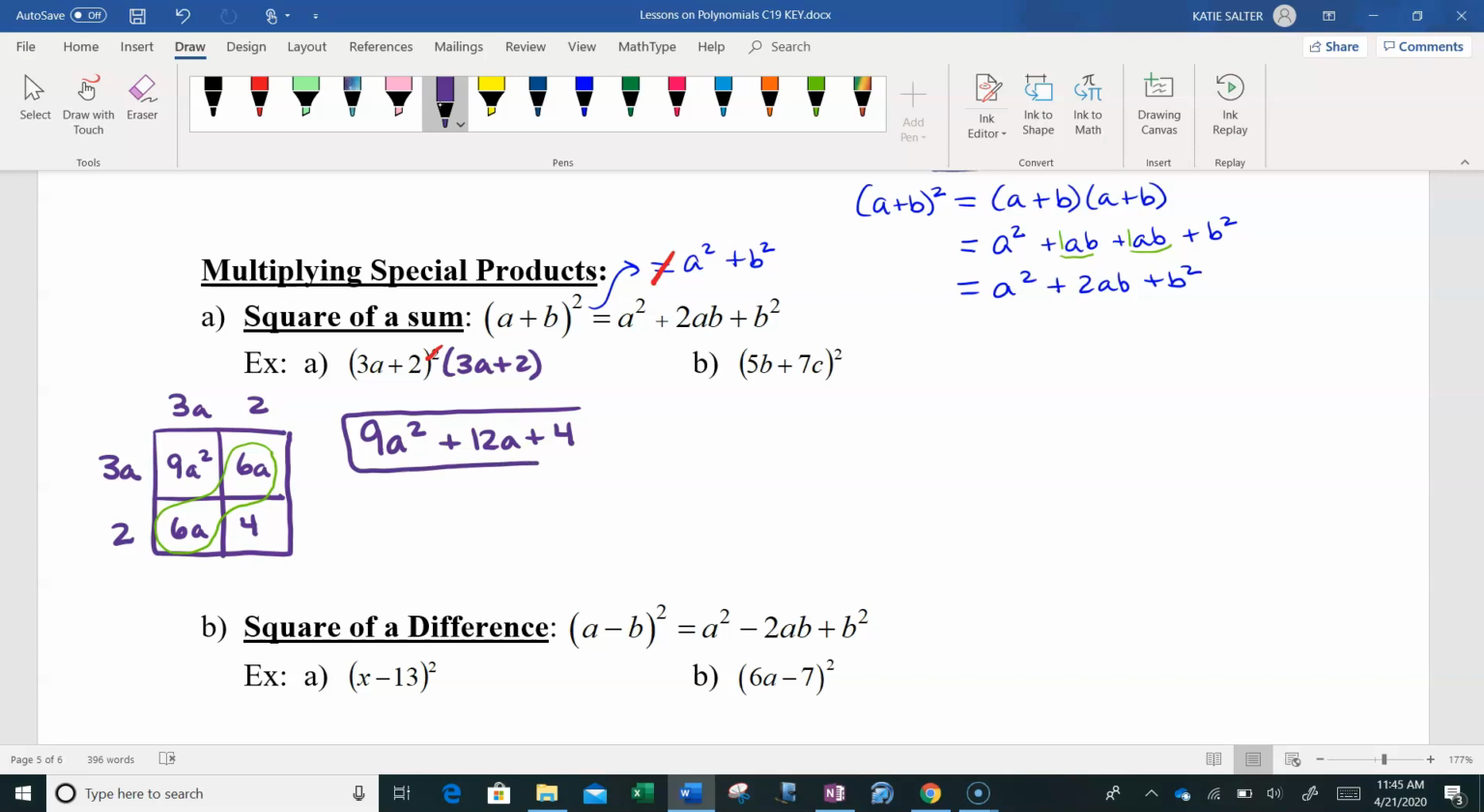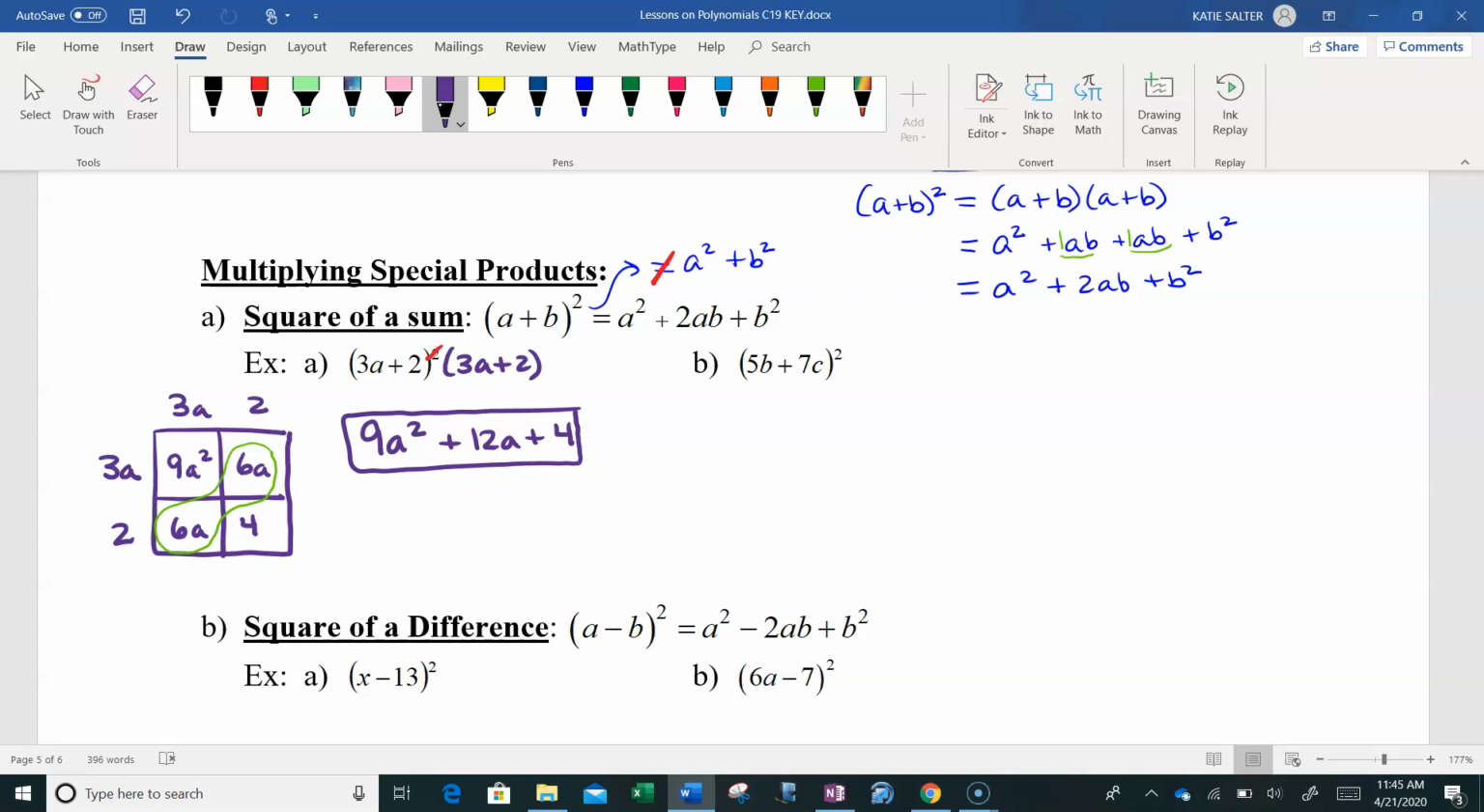Some special properties you'll notice about the square of a sum is the first term always comes out to be a perfect square because you multiply the same terms together. And the last term always comes out to be a perfect square because you multiply the same terms together. So looking at the formula, that's why it's a squared in the front and b squared in the back. And then because you get the exact same terms for your middle terms, or like when you FOIL your outer and inner terms, that's why it's 2ab. It's like if you multiply a times b and you get it twice.